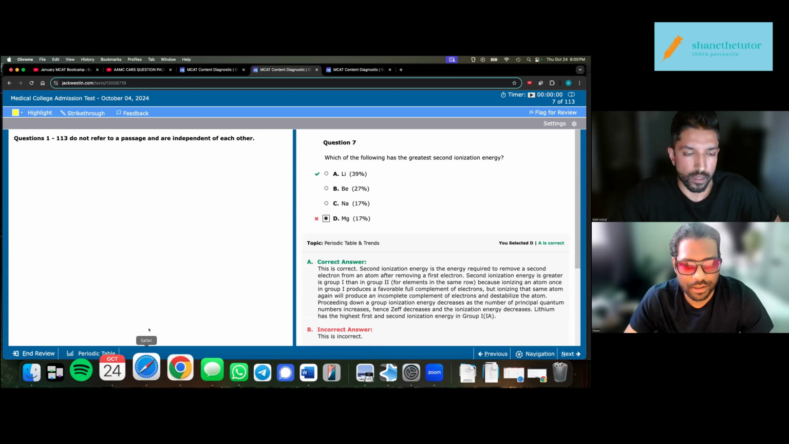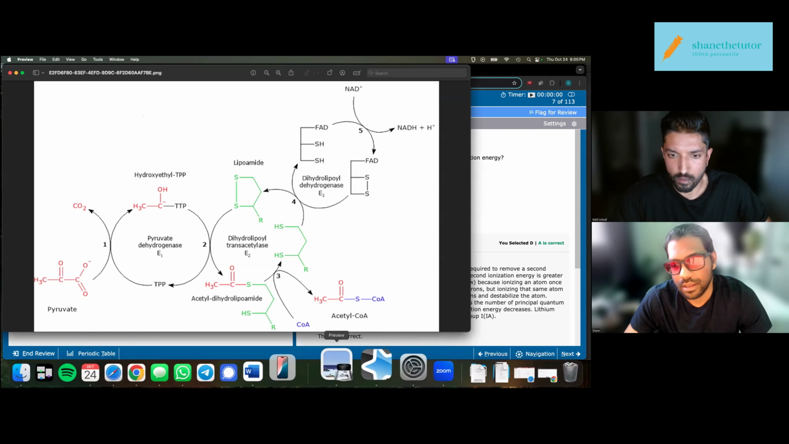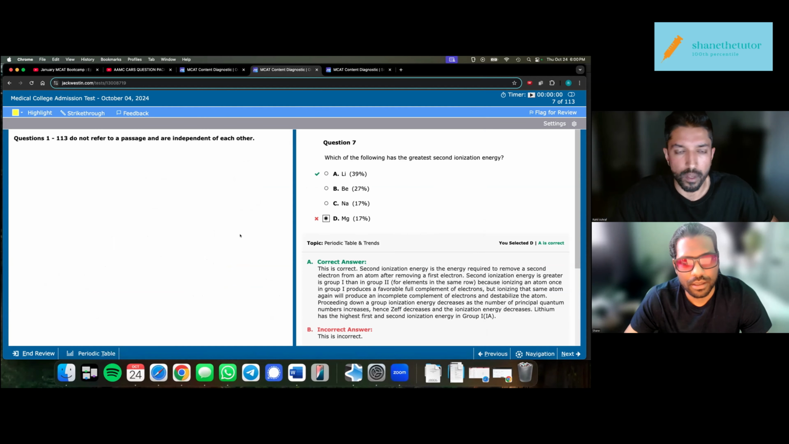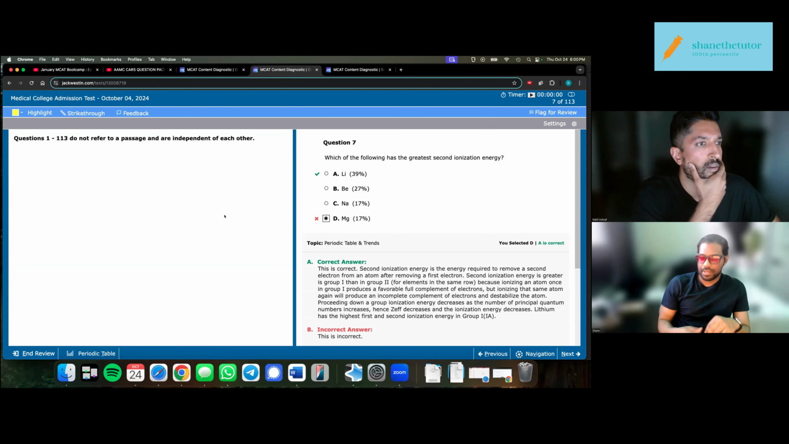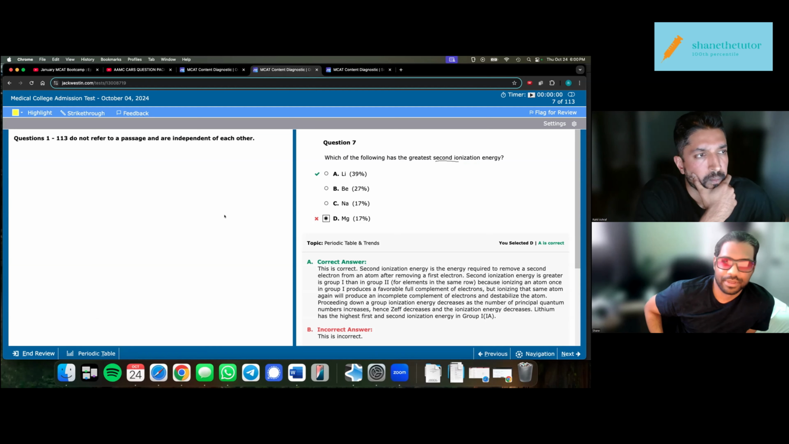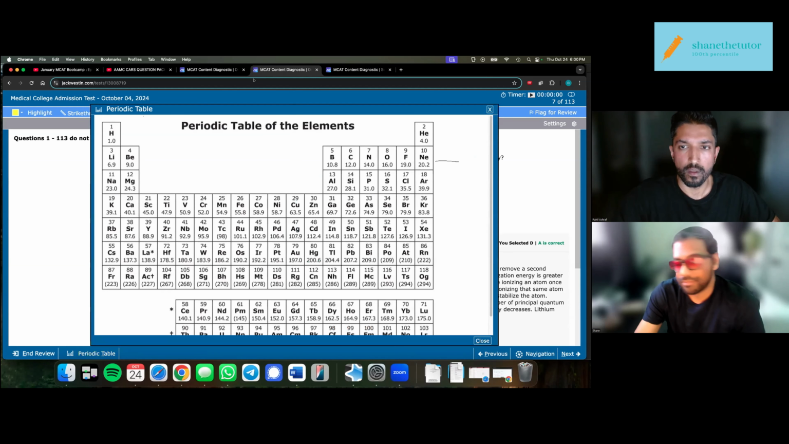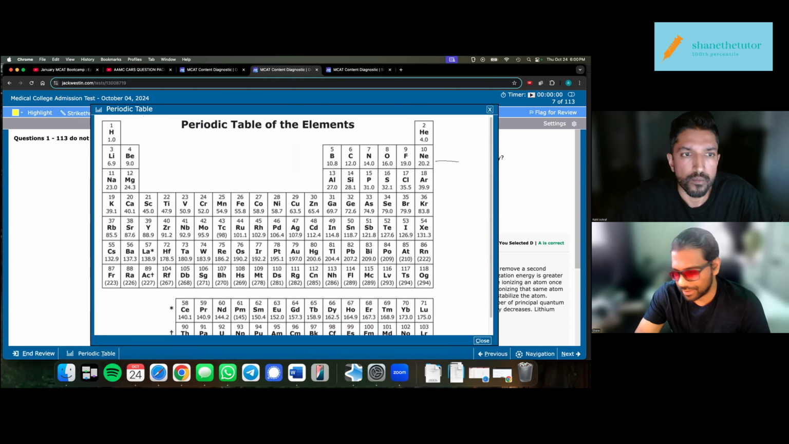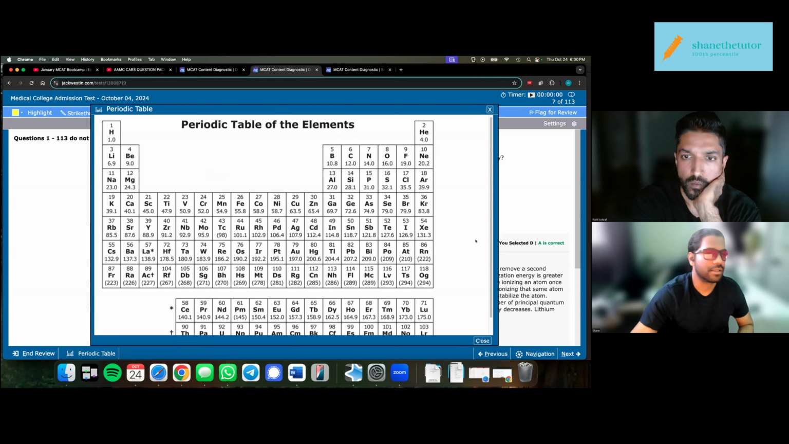Okay, seven. So, I understand the trend, where is it now? I have it up here right now, but I understand generally the trends. Oh, go ahead. So the thing with this is that they're asking for the second ionization energy, as opposed to the first, right? So if you open up your periodic table, you know the trend up and to the right for ionization energy, right? But now we're looking at the second.